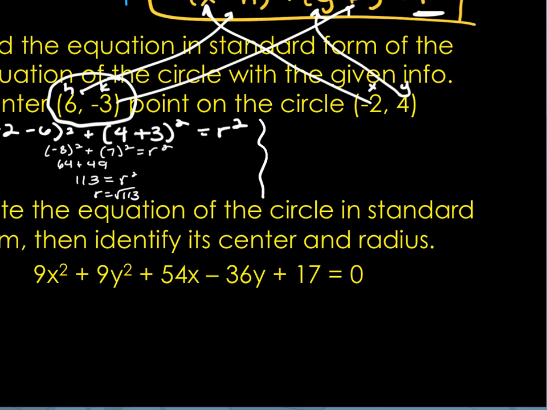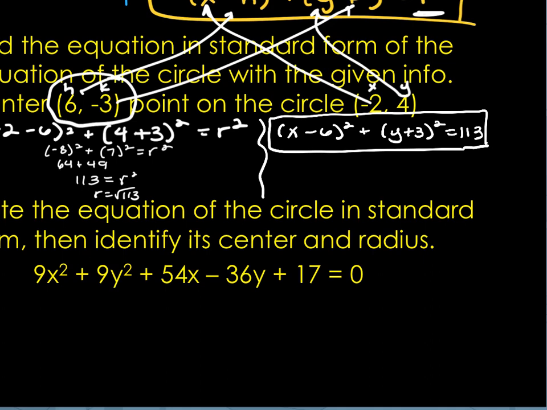I'm just going to plug all the information I need into the equation. So it'd be x minus the h, so x minus 6, squared, plus y minus the k, y minus a -3, plus 3, squared, equals the radius squared, which is 113. And there's the standard form of this equation. Any questions on that one?